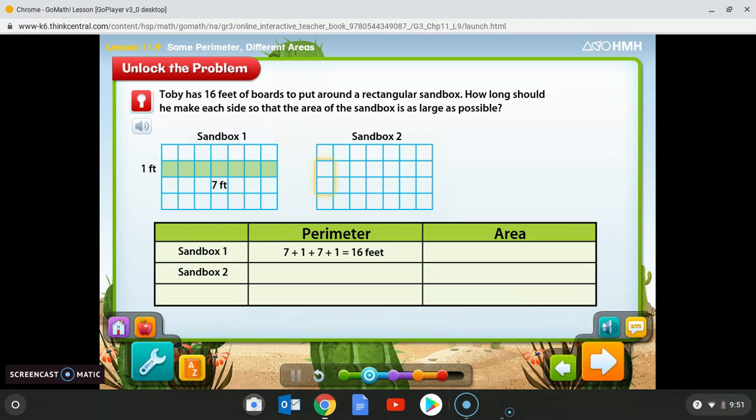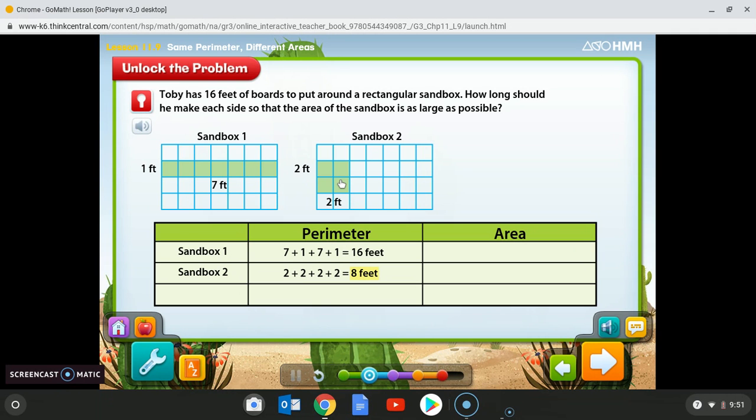Now, what happens if I make a sandbox that is 2 units wide? What happens to my perimeter? I already start with a larger perimeter. Remember when we had 1 square and it was only 4? Well, 2 and 1 make a perimeter of 6. Remember, 1, 2, 3, 4, 5, 6. I'm just counting the outside.